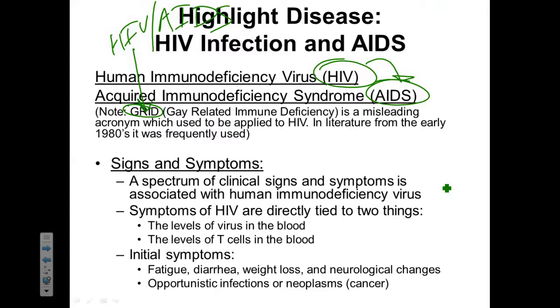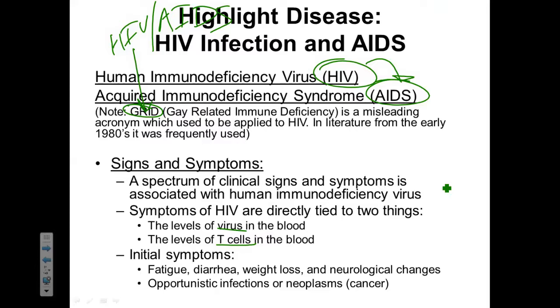Some of the signs and symptoms of HIV/AIDS include a wide variety of diseases manifesting themselves that are associated with this immunodeficiency virus. The symptoms of HIV have been tied directly to two very specific things, though, regardless of which disease is manifesting itself. First, we need to have the virus present within the bloodstream, and then we need to look at the levels of T lymphocytes within the bloodstream. As the levels of T lymphocytes change over the course of the disease, we'll take HIV and advance it to the next level of AIDS.